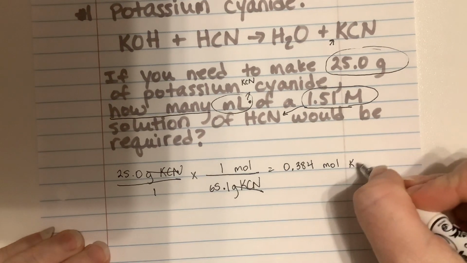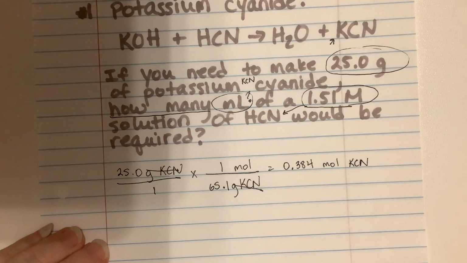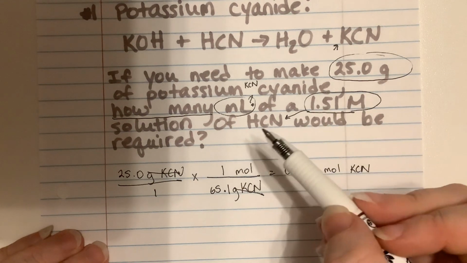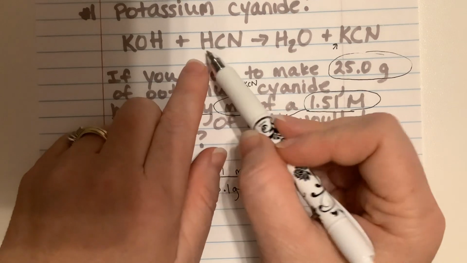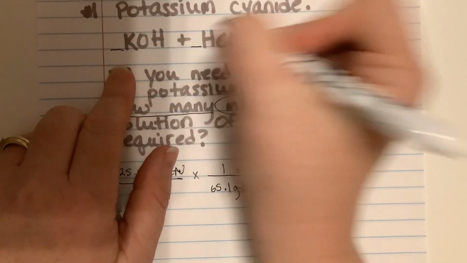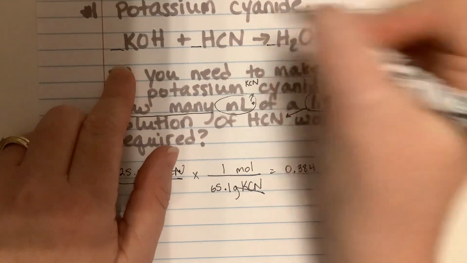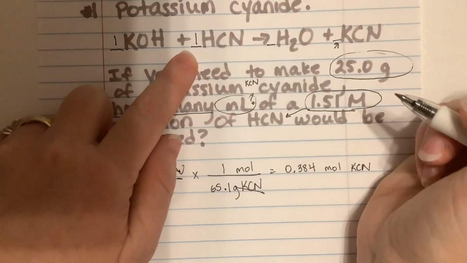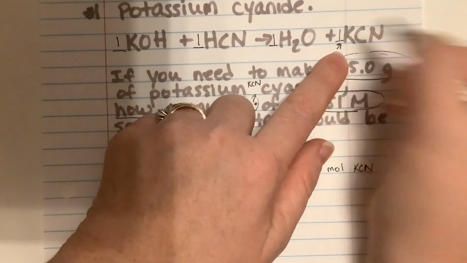Of KCN. All right, so now I have those moles, which is great. So now that we have moles, we're going to do some more stoichiometry, which we didn't really talk about before, this part, but it is part of stoichiometry. Let's look up here. Remember, these coefficients are really important in stoichiometry. So right now, this is 1. And this is 1, and this is 1, and this is 1.